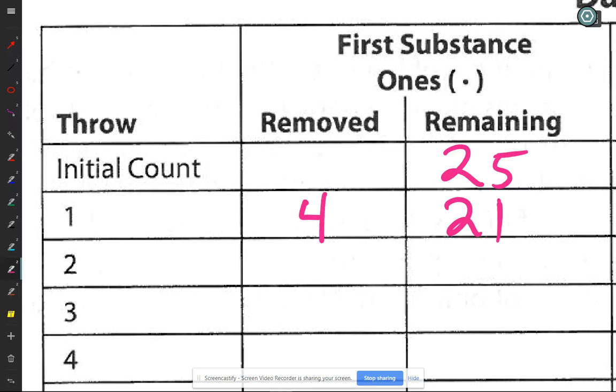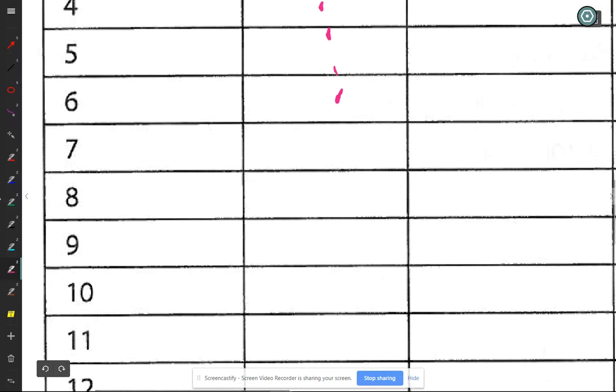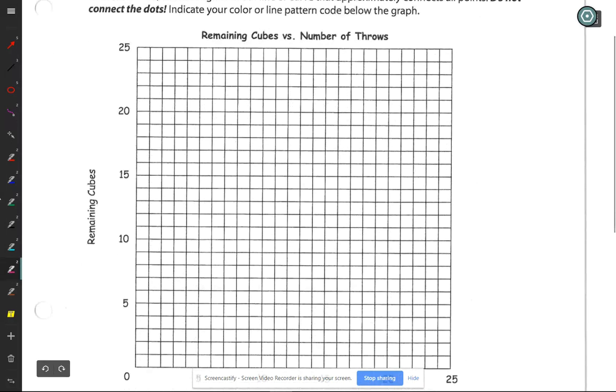So now I'm going to take my remaining 21. I roll them again. And once again, I count how many ones and remove them. So this time I had 3 ones. So I put my 3 here, and I'm left with 18. And you keep doing that until you get to finally a 0 in this column. Once you've done that, then we'll go to the next page, and you're going to graph them.